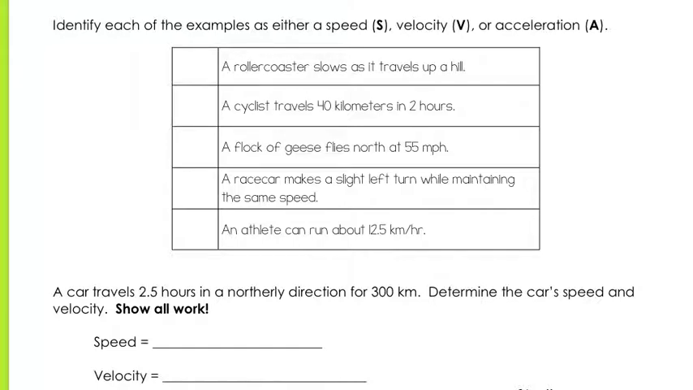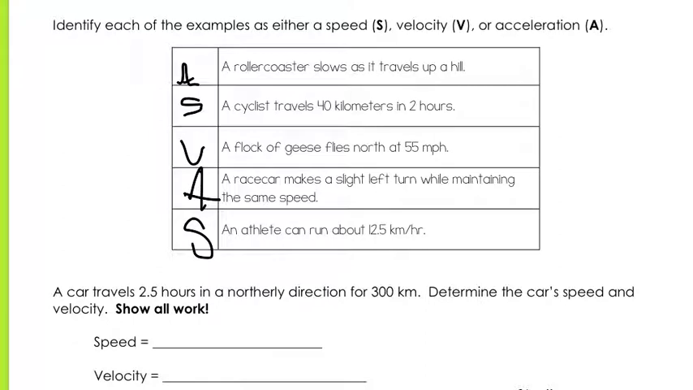So the chart says you're going to identify each of these as speed, velocity, or acceleration. The first one, a roller coaster slows as it travels up a hill. That's acceleration. A cyclist travels 40 kilometers in 2 hours. That's speed. A flock of geese flies north at 55 miles per hour, velocity. A race car makes a slight left turn while maintaining the same speed, that's acceleration. An athlete can run about 12.5 kilometers per hour, that's speed.